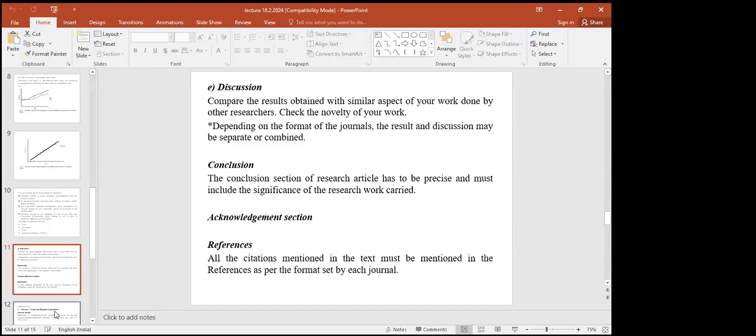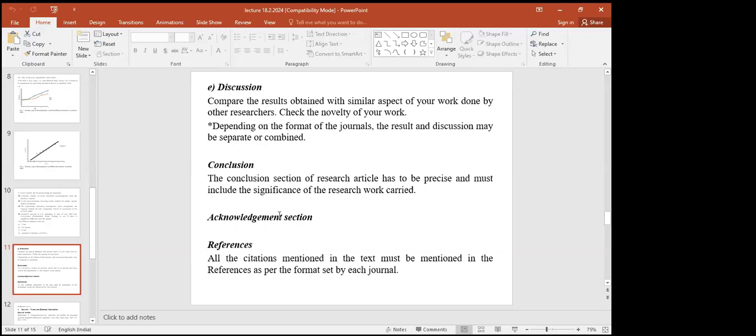Okay, after the discussion, you have the conclusion section. Now in the conclusion section, this also has to be precise. It does not have to be a long story. So you have to include the significance of the research work. And many people don't even know the conclusion section. So conclusion is the output of your work. What is the outcome? In short, it is the outcome.